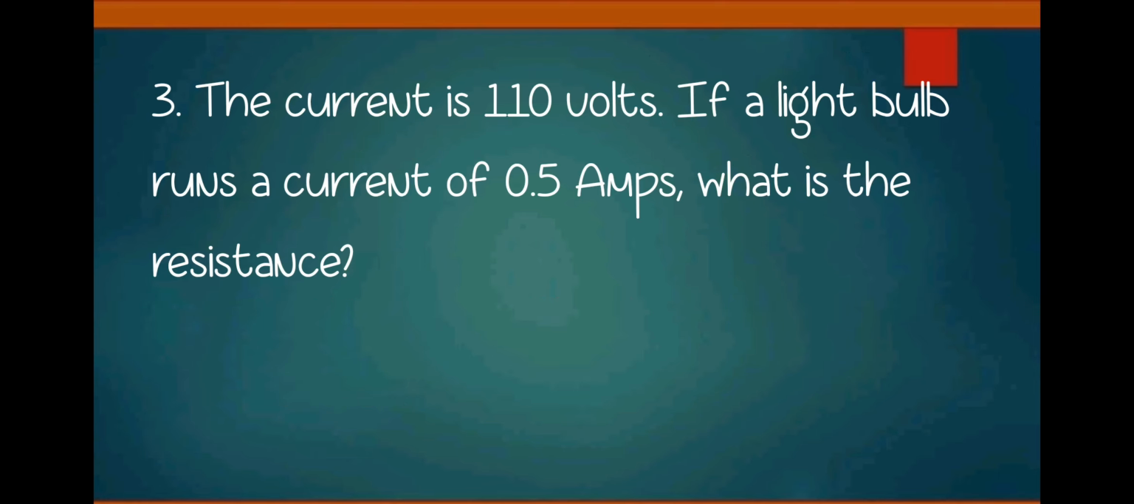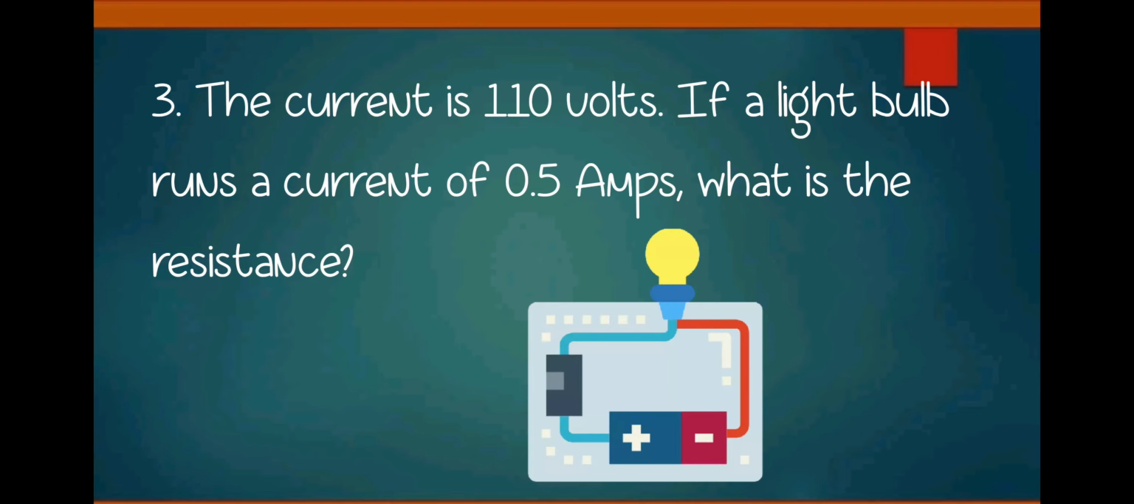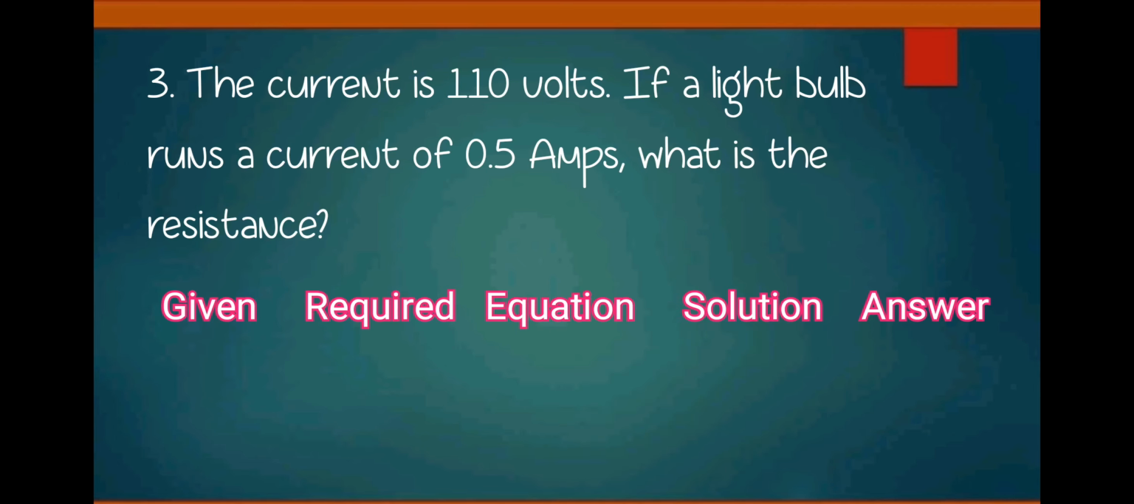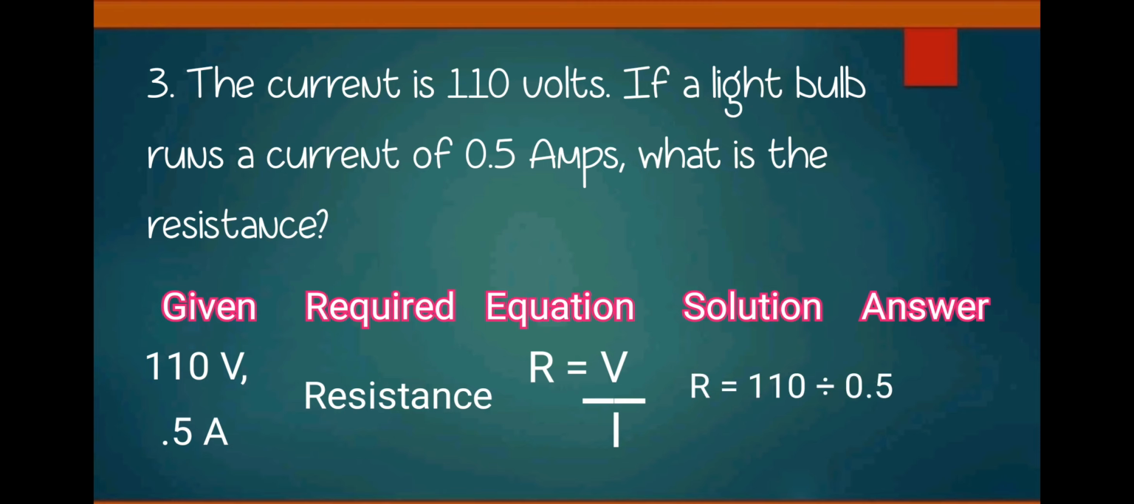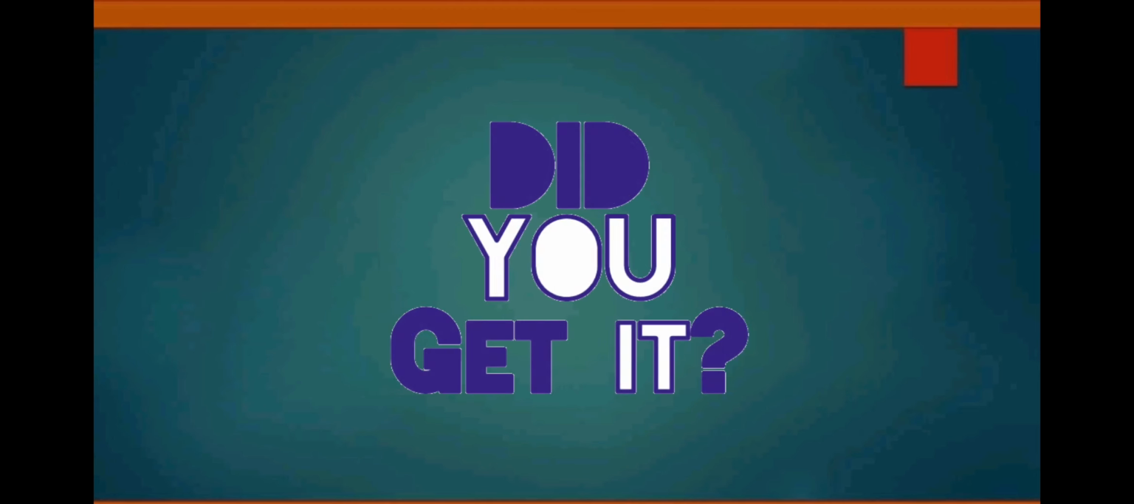Let's try another one. The voltage is 110 volts. If a light bulb runs a current of 0.5 amps, what is the resistance of the bulb? So ang given natin ay 110 volts at 0.5 amps. Ang required ay resistance. Ang equation ay R = V over I. Ang solution ay 110 divided by 0.5 at ang answer ay 220 ohms.